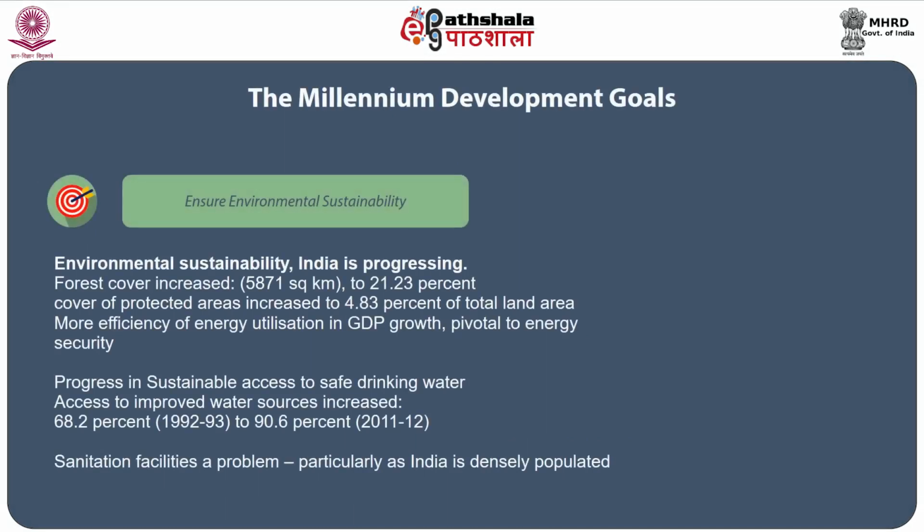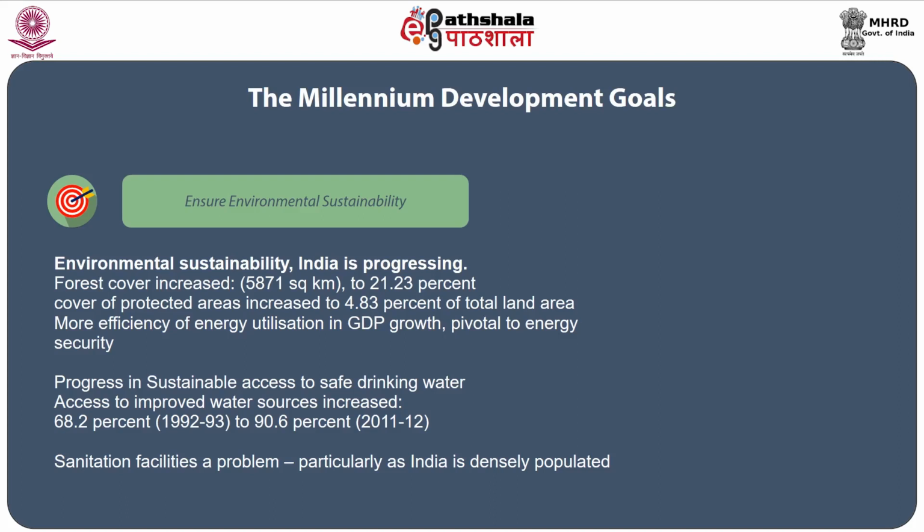In the area of environmental sustainability, India is progressing very well, as reflected in Goal 7. Forest cover has increased by 5,871 square kilometers to 21.23%. Cover of protected areas increased to 4.83% of total land area. More efficiency with regard to energy utilization in GDP growth is pivotal to create energy security. Progress in sustainable access to safe drinking water.